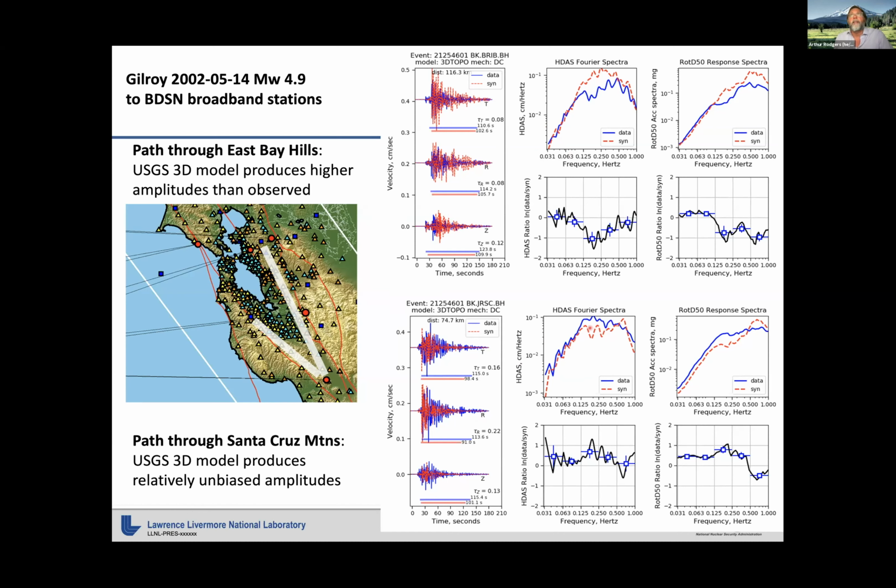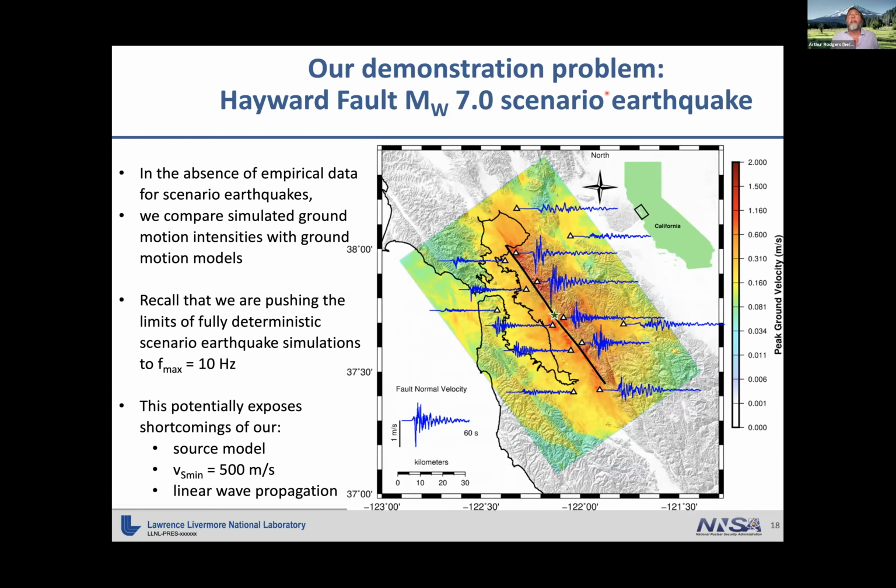These are simulations that are valid to 1 Hertz. We've seen in our simulations of Hayward fault earthquakes very large amplitudes in East Bay Hills. Evan talked about this yesterday. I'm hopeful that the changes that Evan and Brad Aagaard have made to the USGS model will correct some of these biases, and we're eagerly awaiting to see that model.